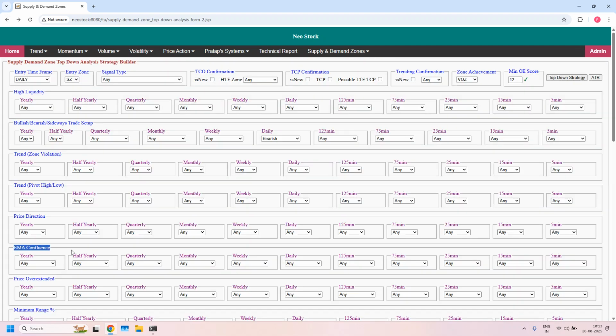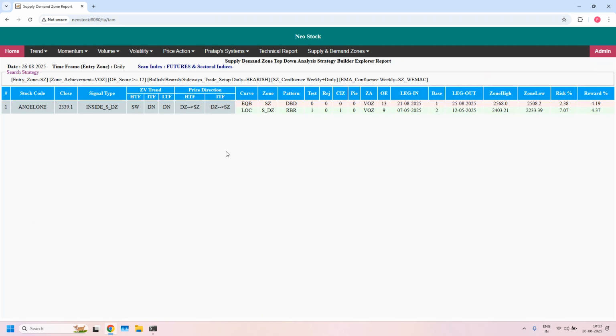Let's further filter based on weekly supply zone having weekly EMA confluence. One stock is filtered. That way, this daily supply zone might be having more high probability to get success, provided less than 20 checklist items are satisfied. Otherwise, there are higher chances of this zone violation.